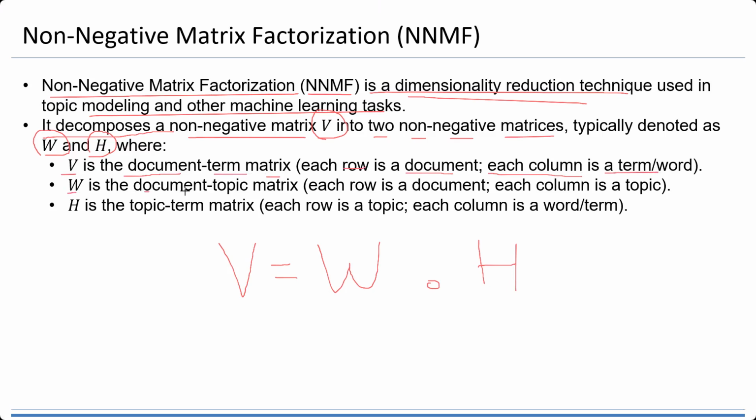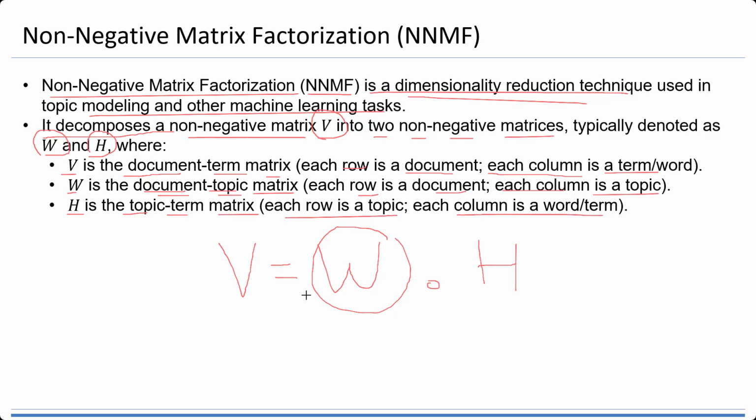W is the document topic matrix. The row is document and the column is the topic. And X is the topic term matrix. So its row is the topic and its column is the word.